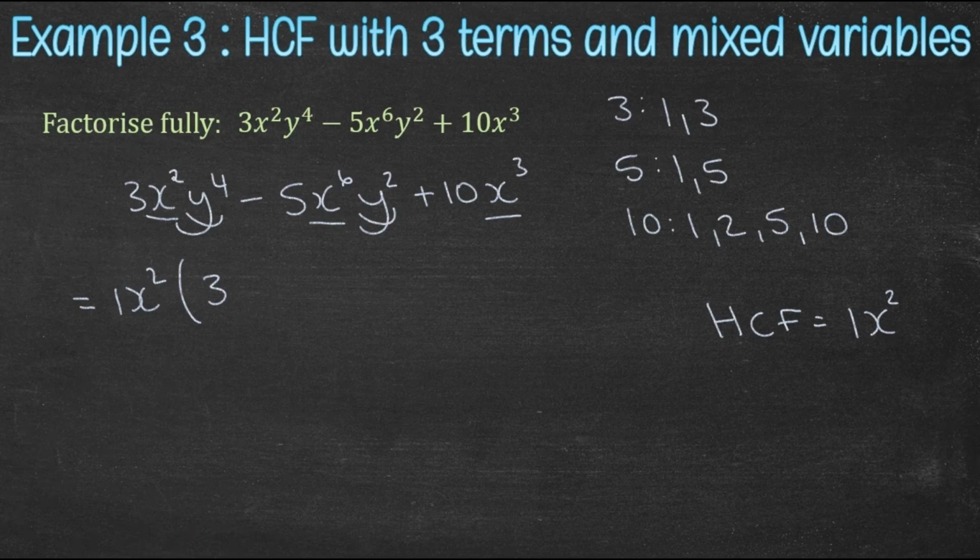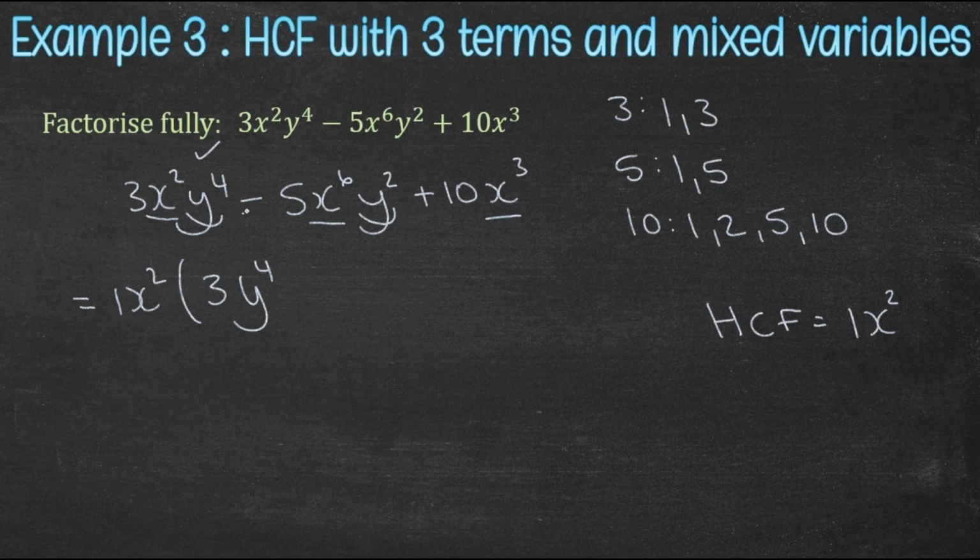Okay, next up, we've got x squared divided by x squared, and they cancel each other out. I don't write anything down for the x, and y to the power of 4 divided by 1 gives us y to the power of 4. So this term is done.